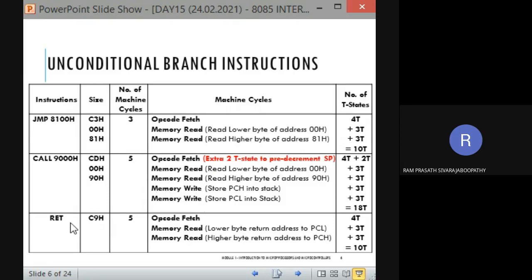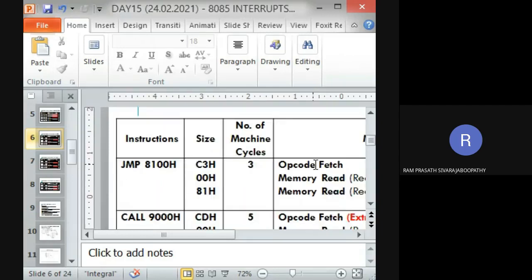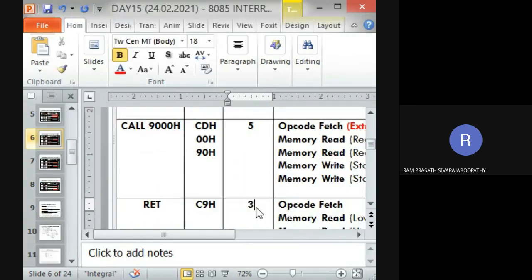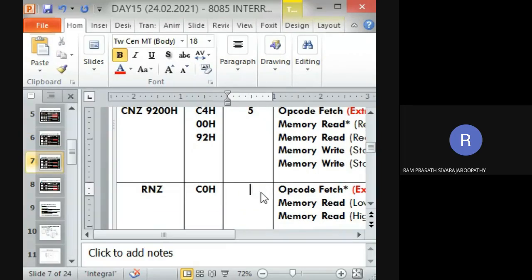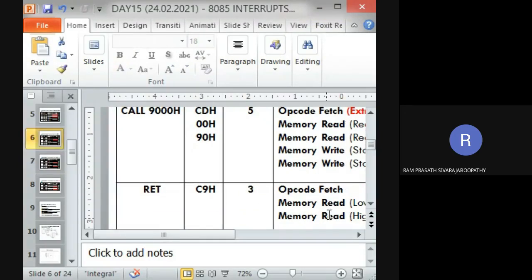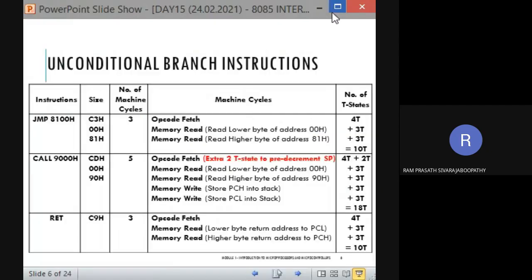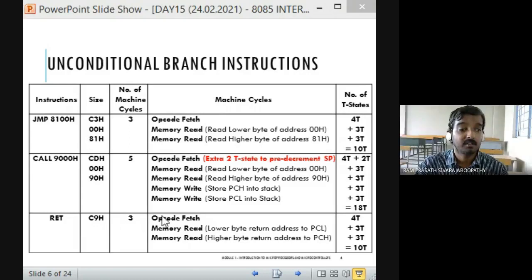Fine. Whereas in the case of return, after opcode fetch, wait a minute, here it is 3, not 5, sorry. Here it is 3. So during the return instruction execution, the first machine cycle is opcode fetch. Then 2 memory read cycles are involved to get the return address into the program counter.